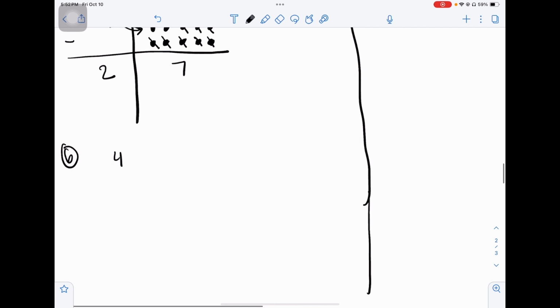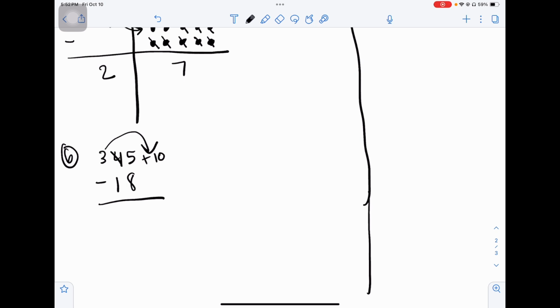So 45 minus 18. Can I do 5 minus 8? Can I take 5 away from 8? No, I cannot. So I'm going to go next door and I'm going to regroup. So that 4 becomes a 3. I'm adding that 10 over. I'm regrouping that 10 into 10 units.